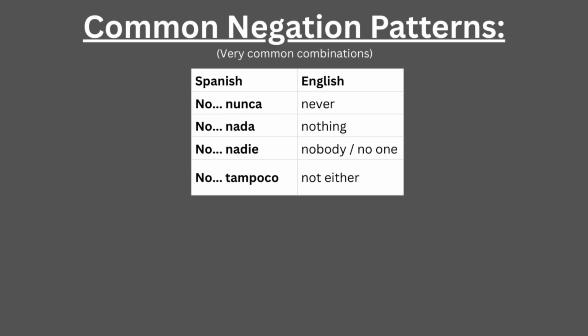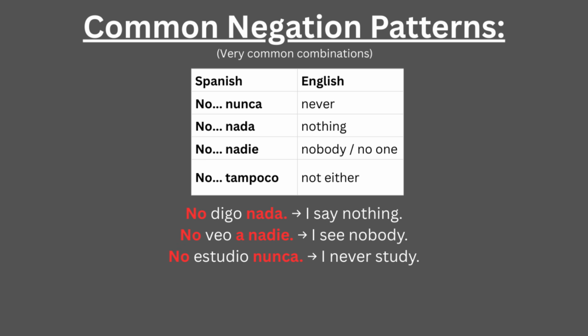In essence, Spanish has common negative patterns, which are good combinations to know when speaking the language, like no, nunca, never. No, nada, nothing. No, nadie, nobody. No, tampoco, not either.